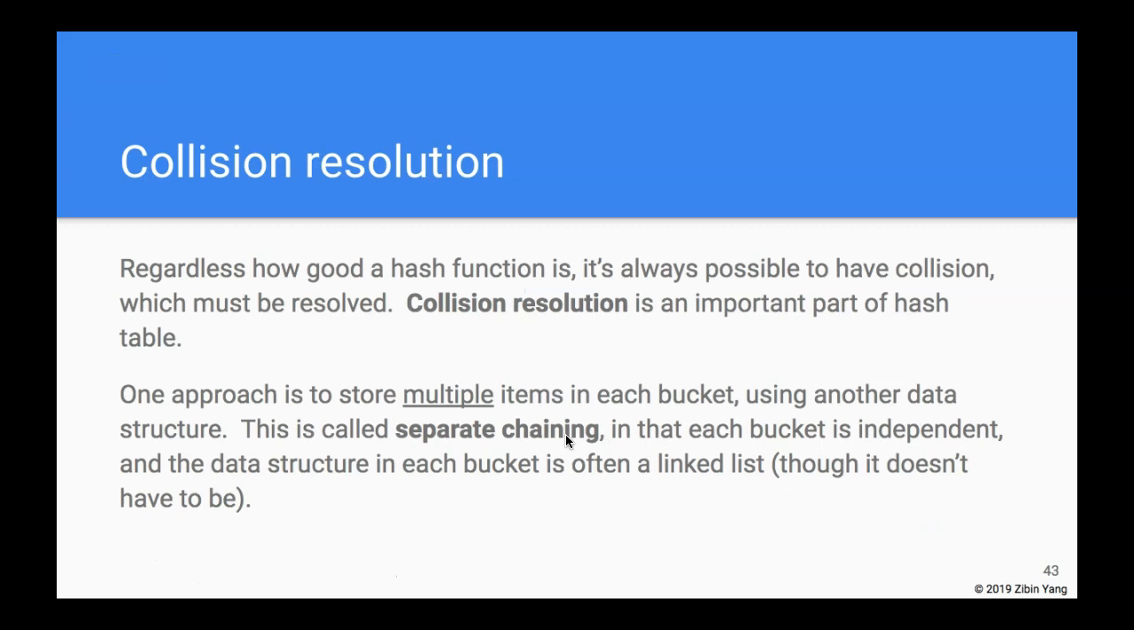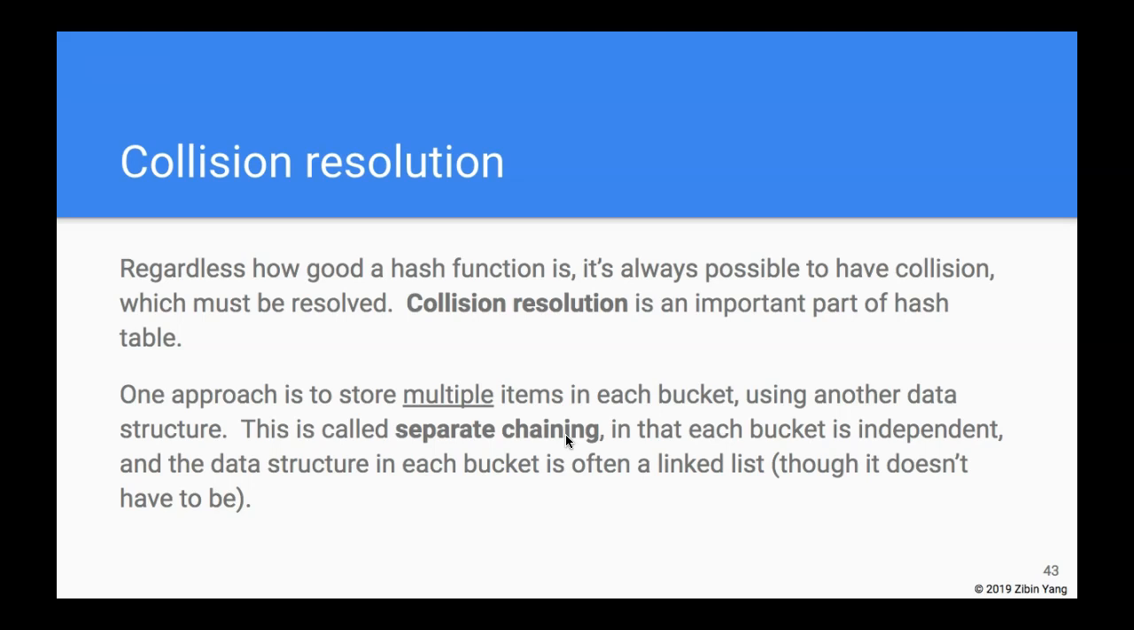Now, it doesn't really matter how good a hash function is, or whether the number of buckets is prime or not. It's always possible to have collisions. So we must resolve that. Collision resolution is an important part of any hash table. One approach to collision resolution is simply to allow each bucket to hold multiple items.